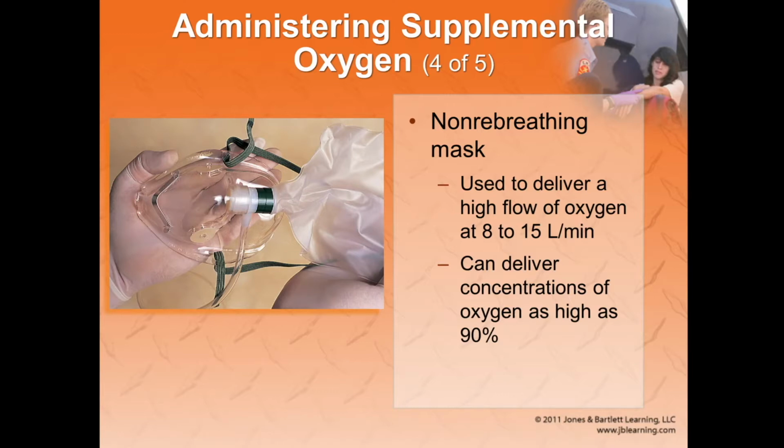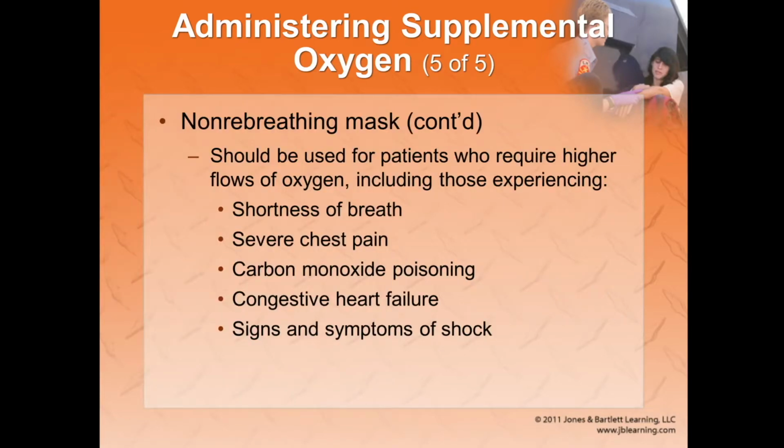When you're using a non-rebreather mask, you're going to use anywhere from 8 to 15, usually 10 to 15 liters per minute are the settings you'll use it on. It delivers up to around 90% oxygen. And again, you're using those for the people that have signs and symptoms of difficulty breathing, that are in need of oxygen.